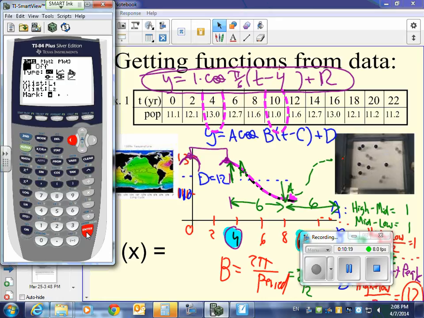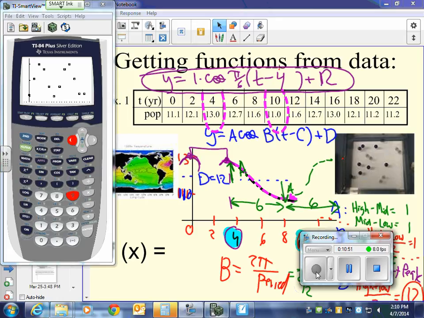Then, once you have that, hit zoom 9. That's what your data display should look like if you put it in correctly. Okay, that's what the data should look like. And we don't know if that fits or not. We're going to find out if it does. Now that you have the data display, we're going to see how well our graph, our equation, fits the graph of data. It should fit pretty well. But we're going to see.